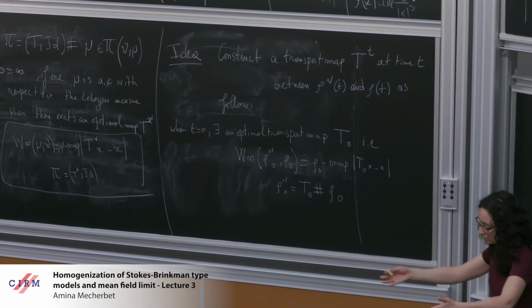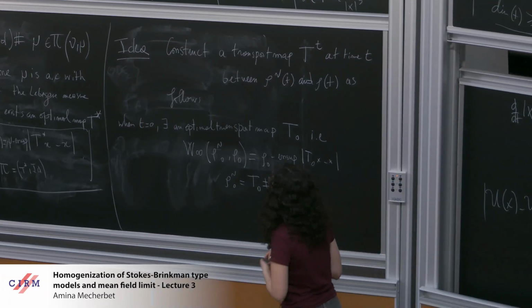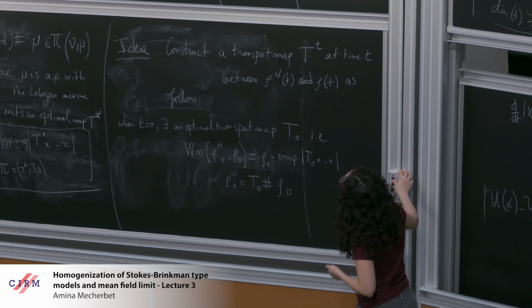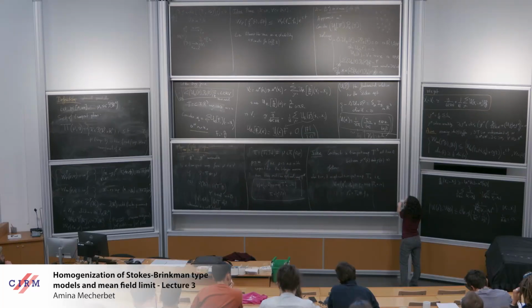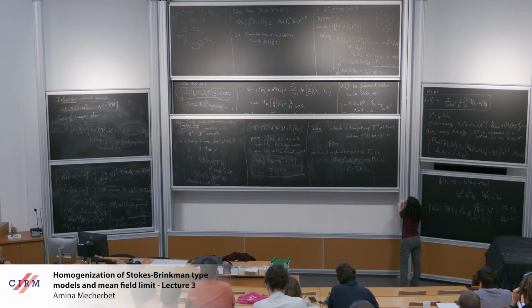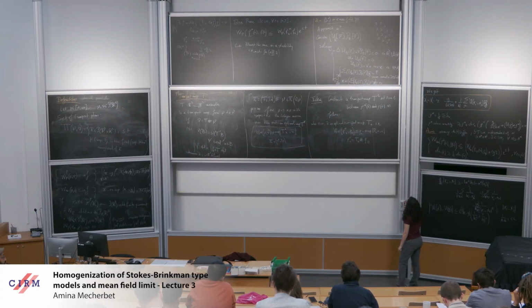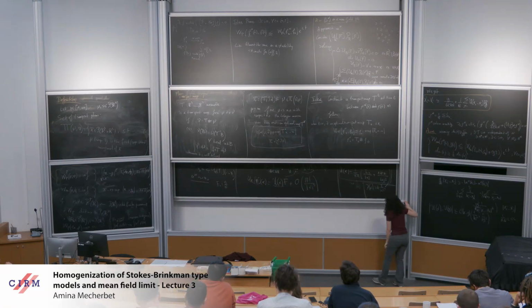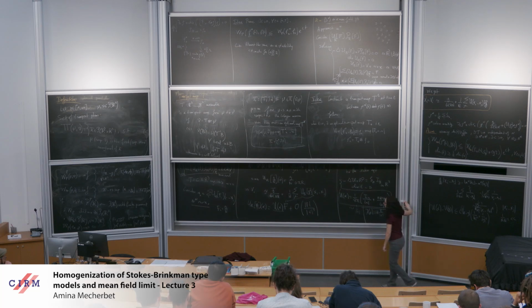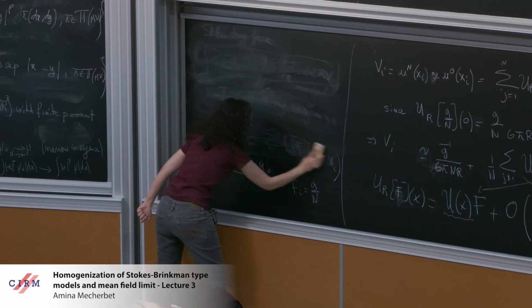And then in order to construct a transport map at each time, we will just follow the characteristics, the characteristic flow. So we use the characteristic flow for both the microscopic and the macroscopic system because we know actually that rho n and rho are Lagrangian solutions. So let me define the characteristic flow.